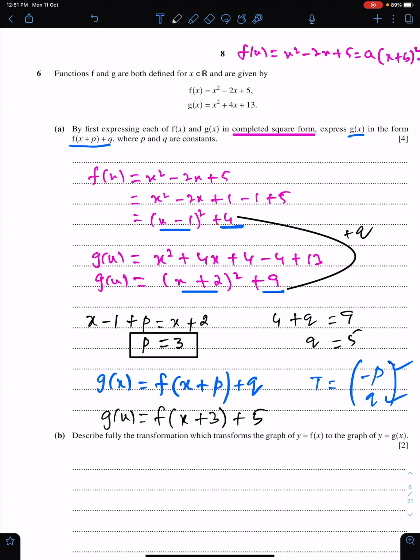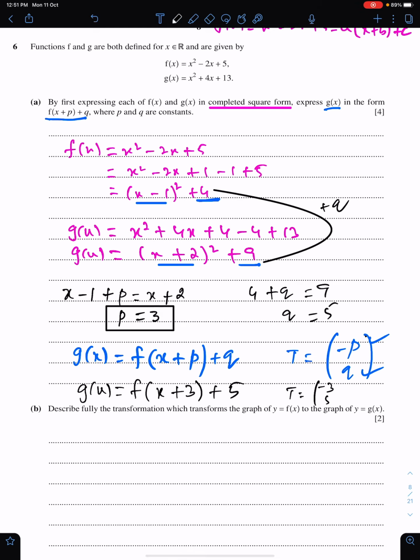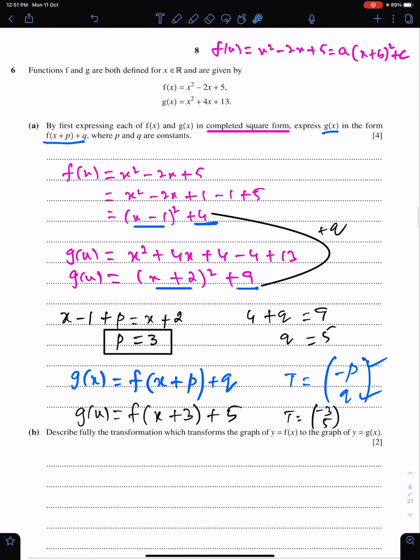And the translation vector is minus p, which means minus 3, and 5. So this is the answer of part A of this question.